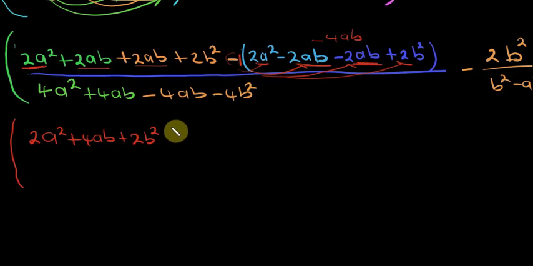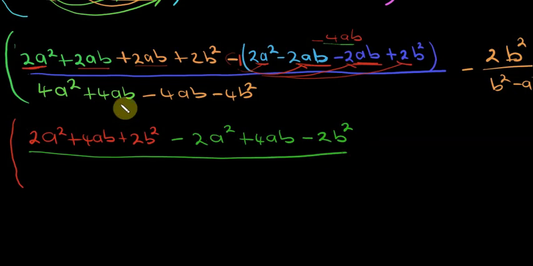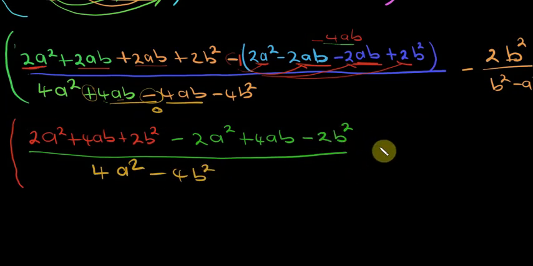Alright, so minus 2a squared. Minus 2a squared multiplied by minus 4ab, that becomes plus 4ab. Minus multiplied by 2b squared becomes minus 2b squared. Then 4ab minus 4ab, so the answer is 0 because this is a positive and this one is a negative. Get 0 here. So at the bottom you just have 4a squared minus 4b squared, excuse me. Okay, minus 2b squared over b squared minus a squared.